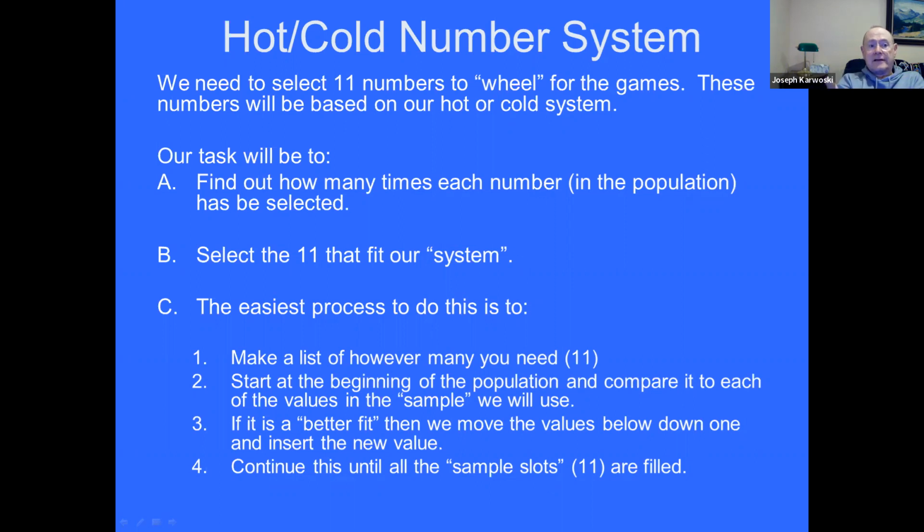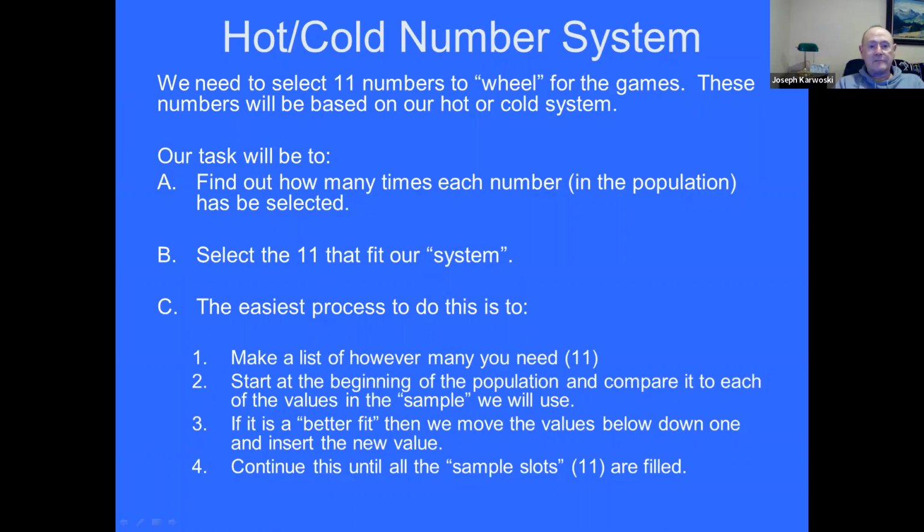we need to select 11 numbers. Okay, our task is going to be to find out how many times each number, and if you want to think of it in statistical terms, the population is everything that is there. Your sample is the group that you're looking at. We need to kind of look at the entire population or all of the numbers that we have entered. Then we need to select the 11 that fit our system.